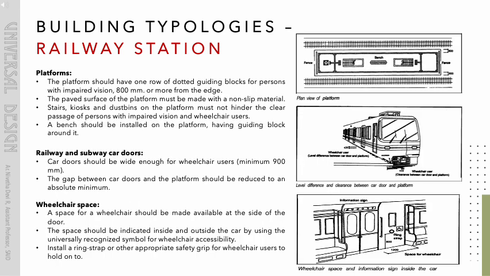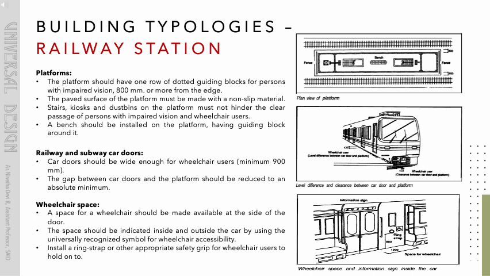Platforms. The platform should have one row of dotted guiding blocks for persons with impaired vision, 800 mm or more from the edge. The paved surface of the platform must be made with a non-slip material. Stairs, kiosks and dustbins on the platform must not hinder the clear passage of persons with impaired vision and wheelchair users. A bench should be installed on the platform, having guiding blocks around it.